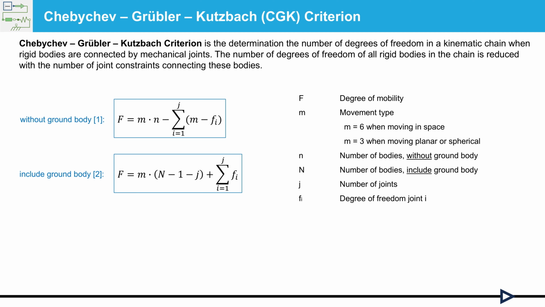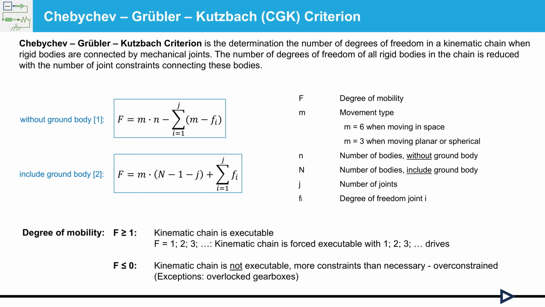The easiest way is to use formula 1 without the ground body, or to include the ground body we can use formula 2, where F is the degree of mobility, M is the movement tube, M is 6 when moving in space, M is 3 when moving planar or spherical, small n is the number of bodies without the ground body, or if you prefer to use the formula with the ground body, big N is the number of bodies including the ground body, also plus 1. J is the number of joints, and FA is the degree of freedom of joint A. The result, F, is the degree of mobility.